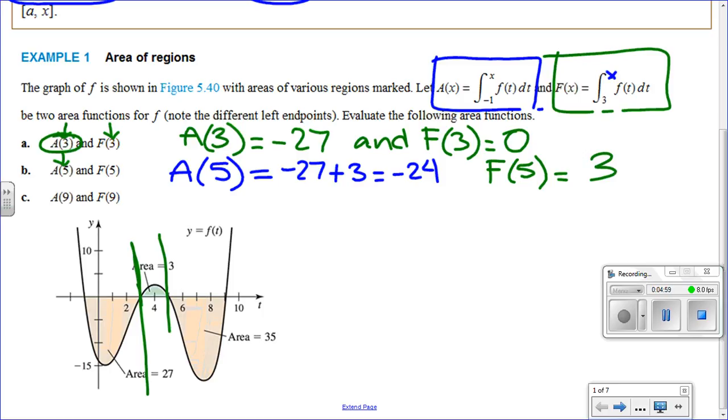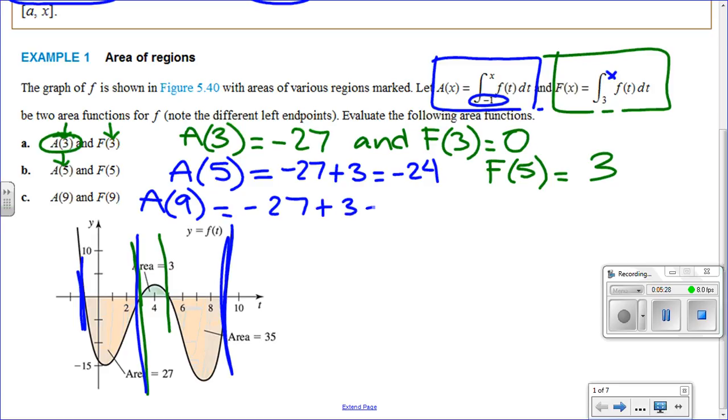Now we move on to the last ones. Would you like to give it a try for that one? So for A of 9, that's the one where you start at -1, right? Because that's how it's defined here. Lower limit, -1. So we're going to have -27 from here to here, and we're actually going to go all the way here. So this will be +3 and then -35. Do we have a number for that already? -54. Sorry, -59. Okay.